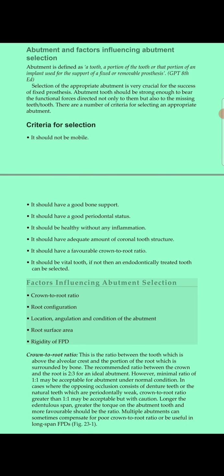Now come to the factors influencing abutment selection. These are the 5 factors which influence the abutment selection, and we will study them one by one in detail. The first one is the crown to root ratio. Second is the root configuration. Third is the location, angulation and condition of the abutment. Fourth is the root surface area, and fifth is the rigidity of the fixed partial denture. Now come to the first, the crown to root ratio.